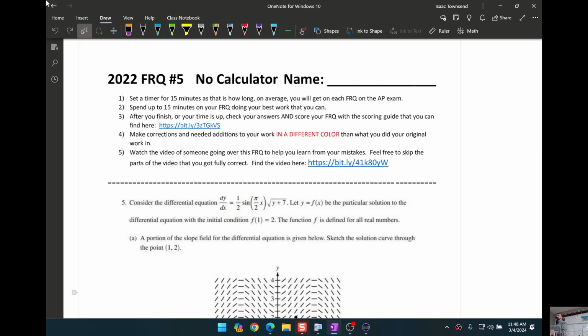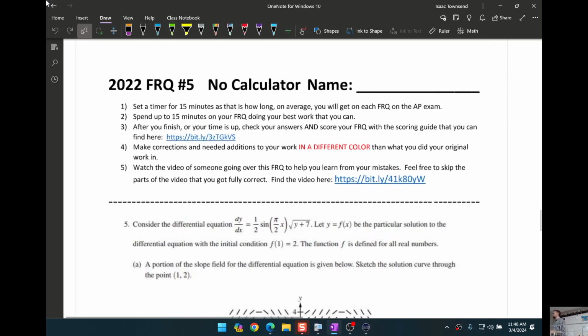Again, I'm giving you 15 minutes because 15 minutes is the average amount of time you get on your real AP exam. When you get 2 calculator FRQs, you get 30 minutes. And when you get the 4 no calculator, you get 60 minutes. So it's not that you couldn't spend longer on this one, but 15 minutes is average, so 15 minutes is what I'm giving you.